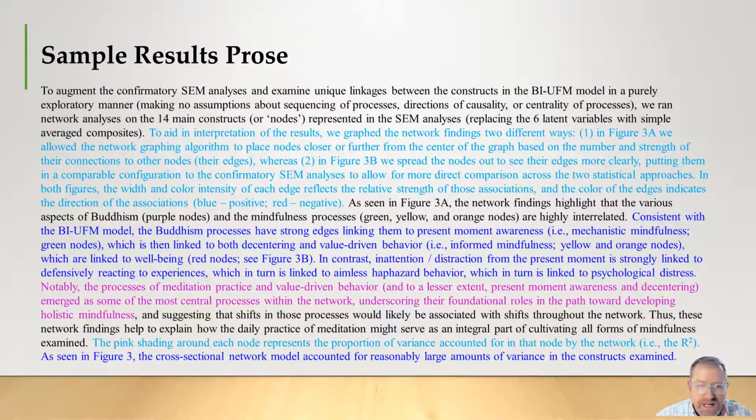The teal color is explaining the graphs that are in the results. The blue is actually describing the results. The pink is talking about centrality, since that was really new from this analysis.